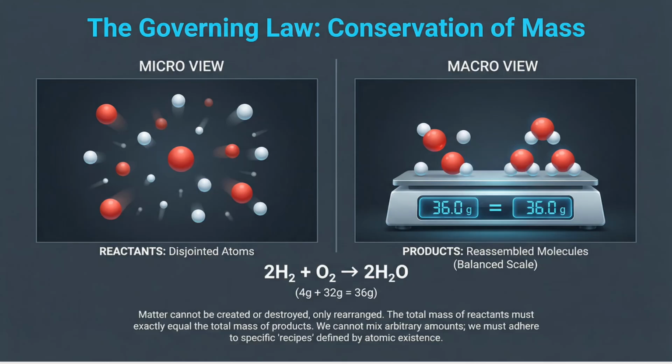This slide introduces the fundamental law that mass is conserved during chemical reactions, showing a microscopic view of individual atoms rearranging and a macroscopic view of a balanced scale. In the familiar example of hydrogen and oxygen forming water, the total mass of reactants equals the total mass of products, which means atoms are only rearranged, not created or destroyed.